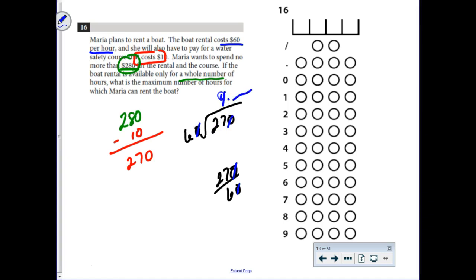4 or something, all right? Now, do I need to bother finding the something part? No, because she's not going to have enough money to do the next set of hour. So the answer is 4. So you'd bubble in 4.